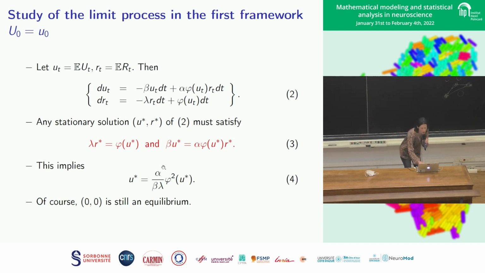So I just recalled it here. So in the case where I have initially deterministic initial conditions, it's a simple two-dimensional dynamical system. You can immediately solve it and try to see what fixed points you have. So any fixed point must satisfy these equations here. Of course, 0, 0 is still a solution, and any other solution has to satisfy this equation here.